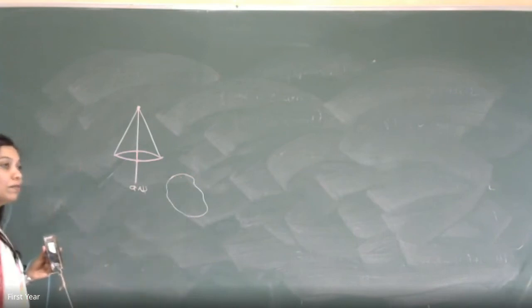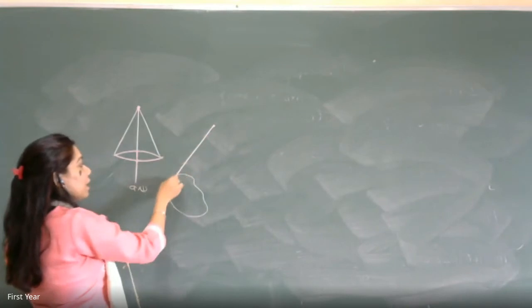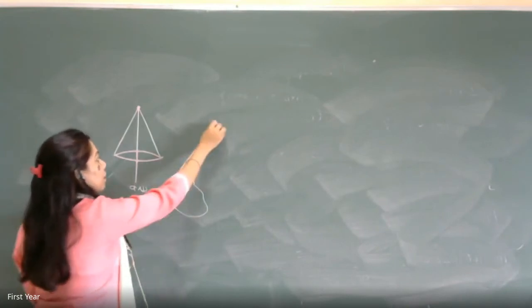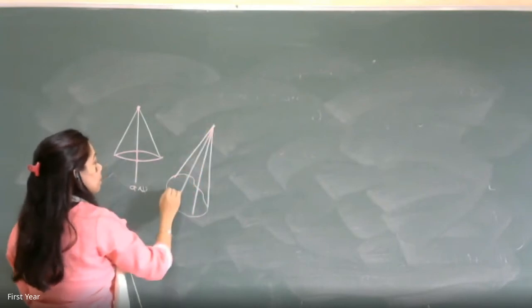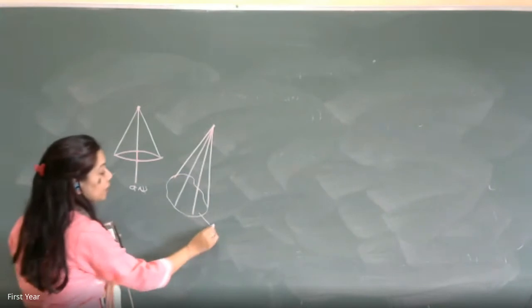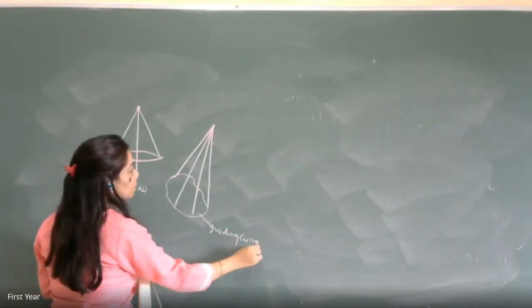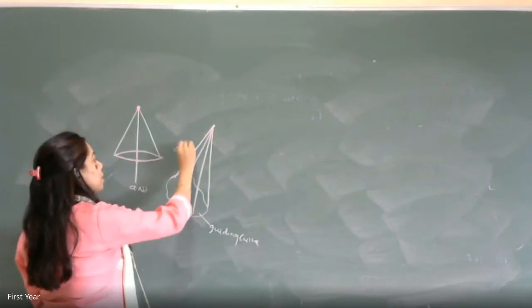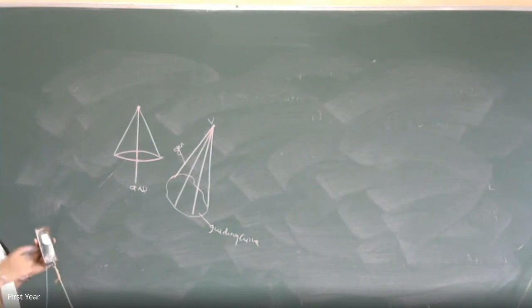Still, can I get a cone? If I rotate this line about this curve, will I get a cone? Yes, ma'am. So this is called the guiding curve. This is called the generator, and this is the vertex. When that guiding curve is a circle, it becomes a right circular cone.